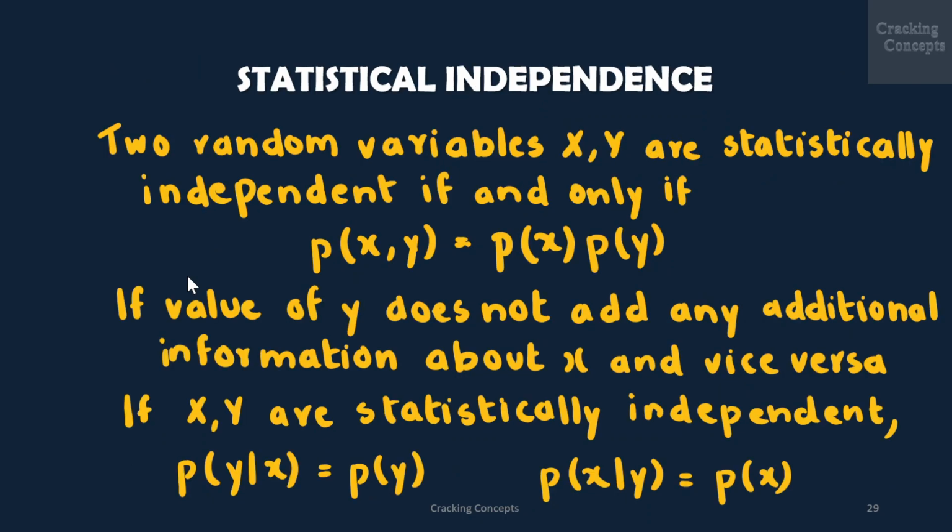Now we look into statistical independence. Two random variables x, y are statistically independent if and only if p of x comma y can be written as p of x into p of y.